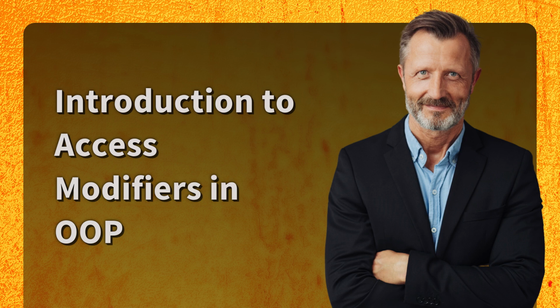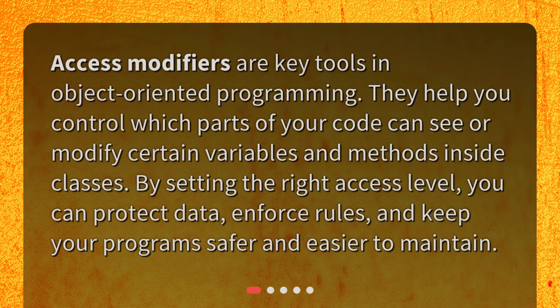Introduction to Access Modifiers in OOP. Access modifiers are key tools in object-oriented programming. They help you control which parts of your code can see or modify certain variables and methods inside classes. By setting the right access level, you can protect data, enforce rules, and keep your programs safer and easier to maintain.